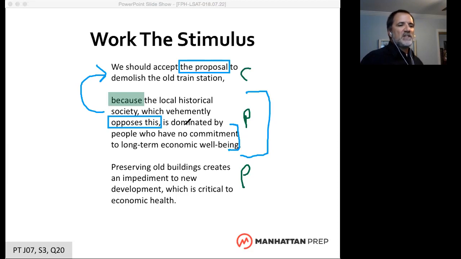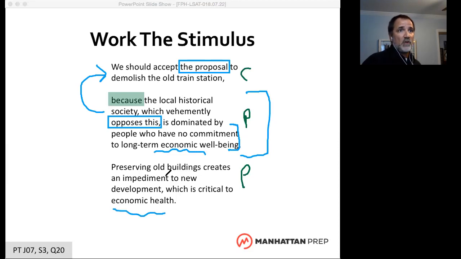Why should we do this? Because the local historical society is just a bunch of old sticks in the mud, right? They have no commitment to long-term economic well-being. And if we preserve these old buildings, then that's going to harm our economic health, right? So this is called, has anybody ever heard of an ad hominem argument? If you've heard of an ad hominem argument, that's what this is.